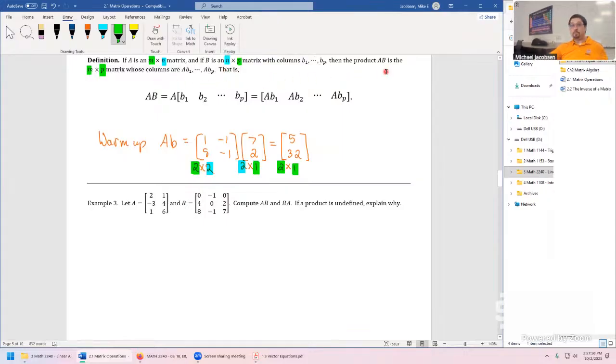But the way we define A times B is we just do a bunch of matrix times column vectors. So it would look like this. A times, here's B written out as columns. The very first column is going to be A times the first column of B. The second column of the product is A times the second column of B, and so on. And that's essentially what these look like. It's just a bunch of multiplications going in that way.